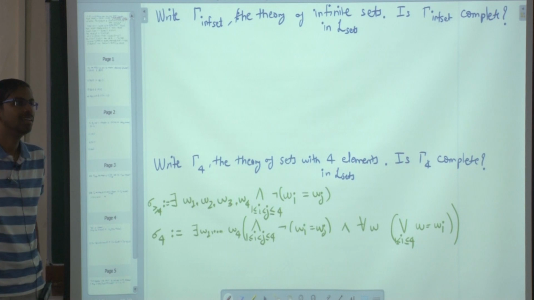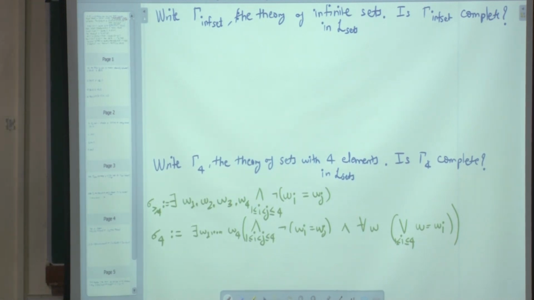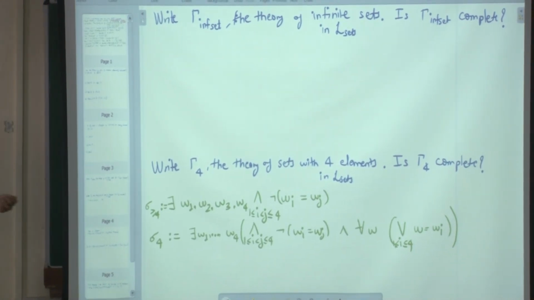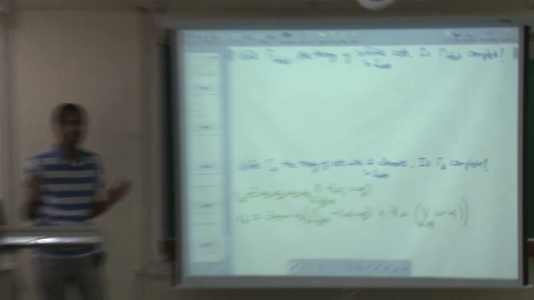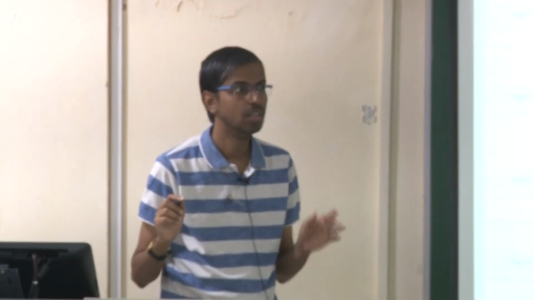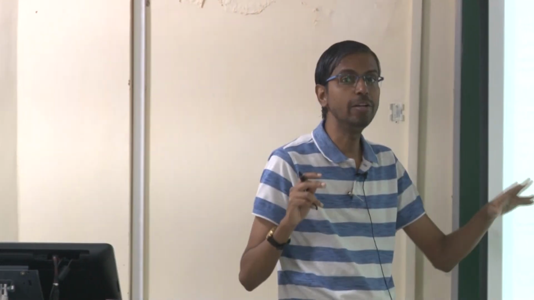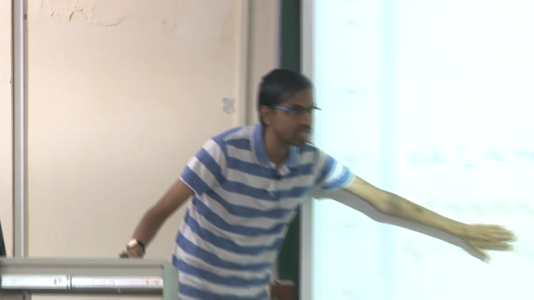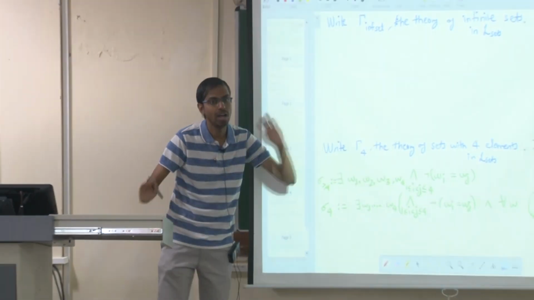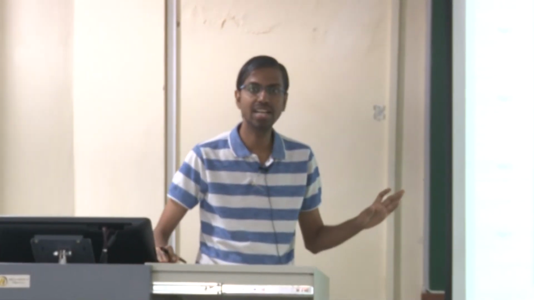What am I saying? That every element is equal to one of these W1, W2, W3, W4 interpretations. So one of them is true. It can't be 2 of them simultaneously because of the first condition. So at least one of them is true. You understand this? There is obviously an easier way to write this by saying that sigma ≥ 4 holds, conjunction negation sigma ≥ 5. But they are logically equivalent.